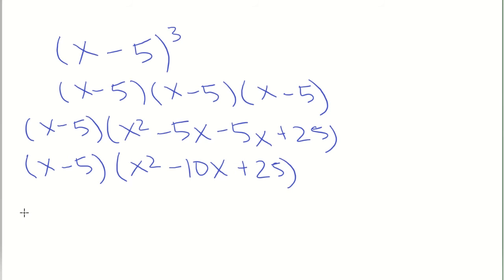So x times x squared is x to the third. x times a minus 10x is a minus 10, and there's two x's, so x squared. x times 25 is a positive 25x. And now we're to the 5. A minus 5 times an x squared is a minus 5x squared. Minus 5 times a minus 10x. So minus 5 times minus 10, that's two minuses make a plus. So that's a plus 50.